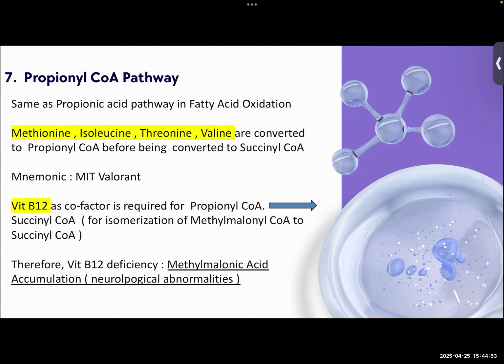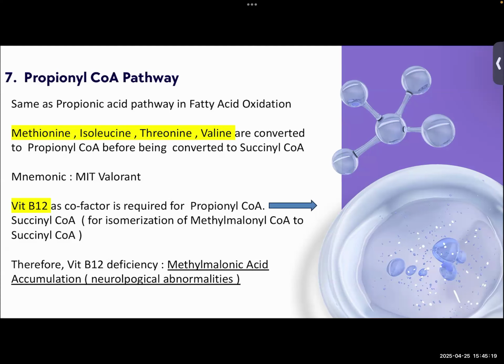It's not very important, but I still put it in here. It is the propionyl CoA pathway. So when you do fatty acid oxidation, or if you've already done it, you would have done the propionic acid pathway. So this pathway is the same as that. And there are 4 amino acids that are also part of this pathway. Another thing that you guys must remember is that it's not that one amino acid can only have one degradation pathway. Some of them have overlap.